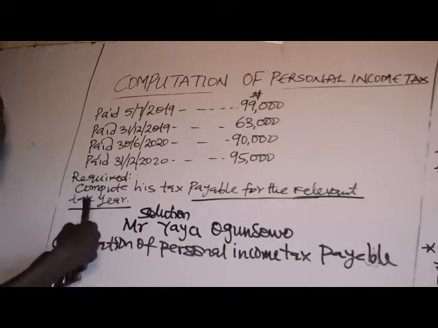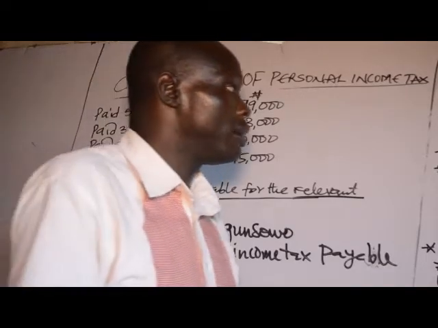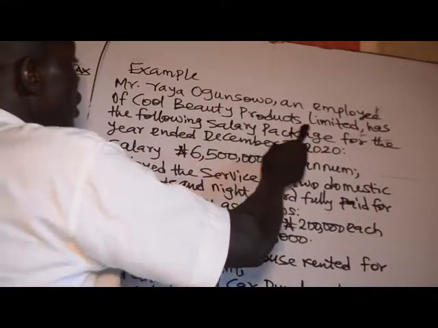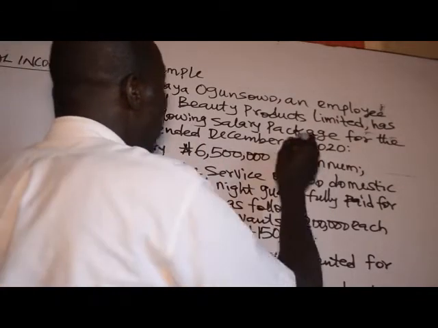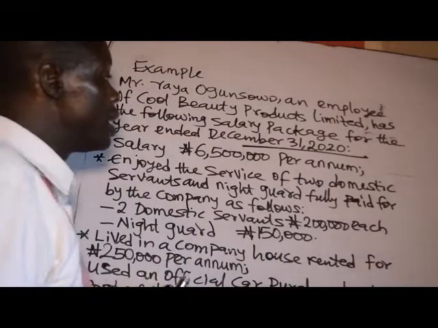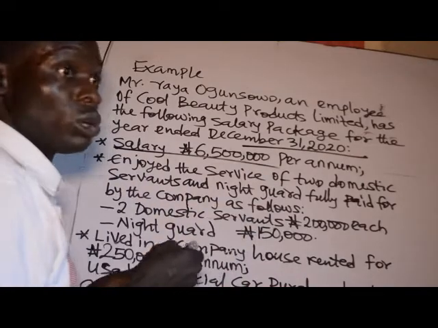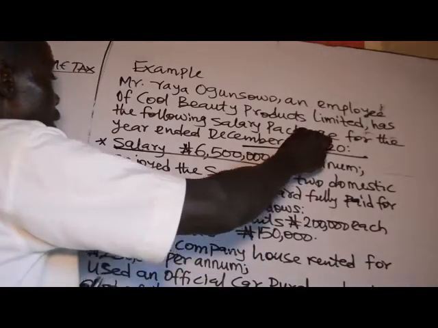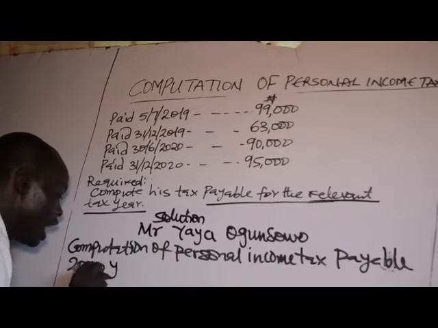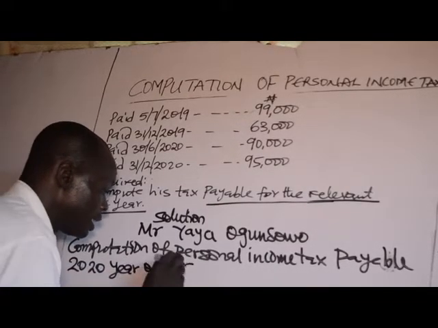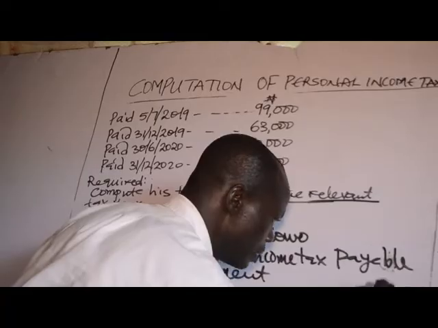Remember, I've told you that the employment income is assessable on actual year basis. Now let's look at the year. Back to the question. Has the following salary package for the year ended December 31st, 2020? So, since the salary of the employee will be assessed on actual year basis, therefore, the year of assessment will be 2020. For 2020 year of assessment. If you don't want to put year of assessment, you can put tax year.